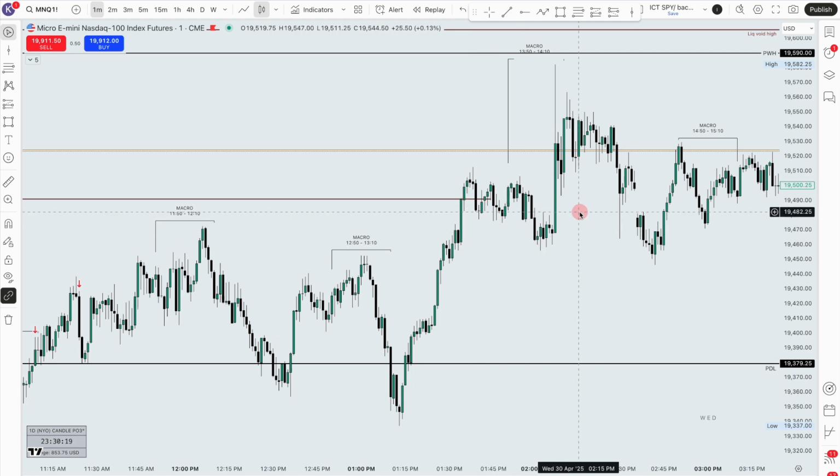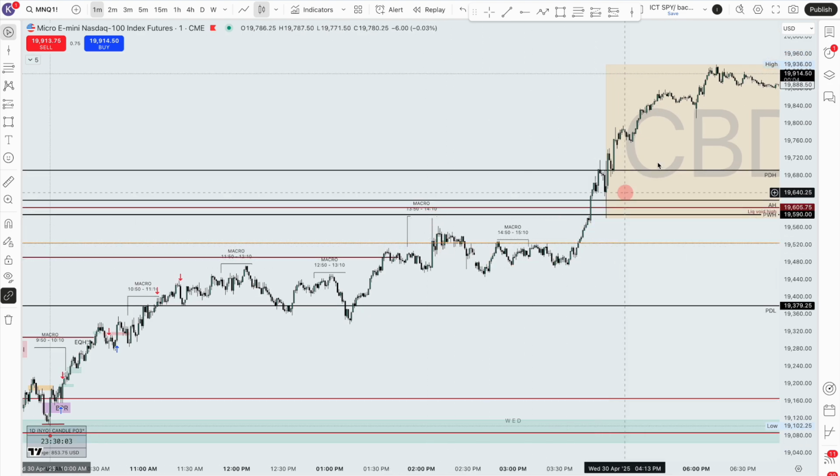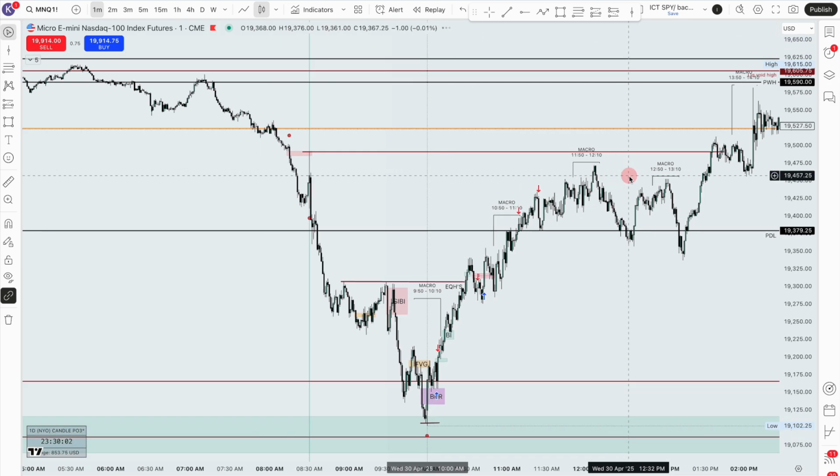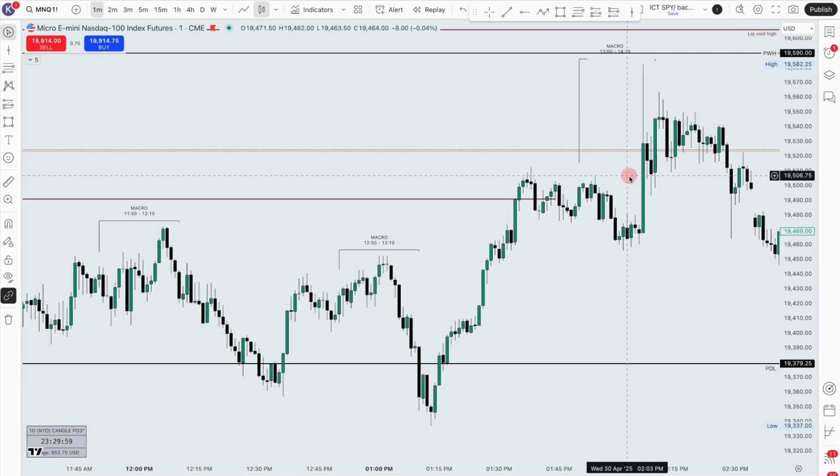And then this is where market basically started going higher. This is around the time where news happened, and you can see the result basically. So if I could have taken this trade here, for example, this could be my trade.